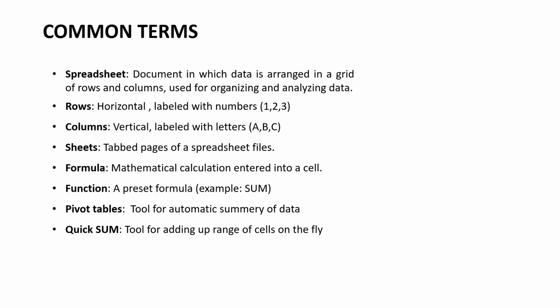QuickSum is a way of adding up the contents in a range of cells on the fly without adding a formula or function into the cell. You can find the average, the minimum value, the maximum value, and the count of the cells using QuickSum.